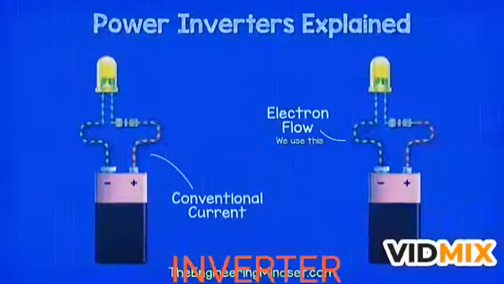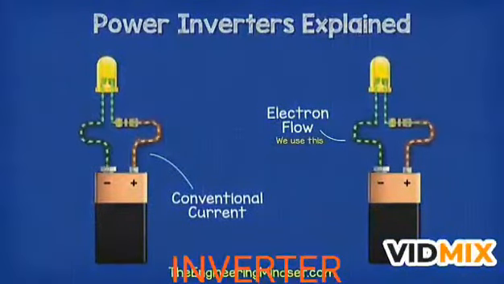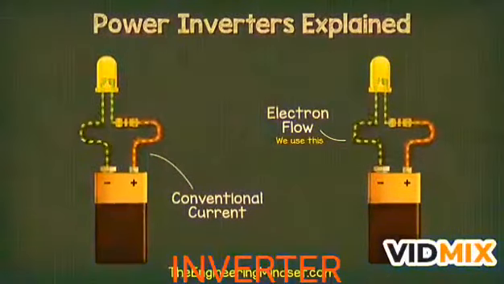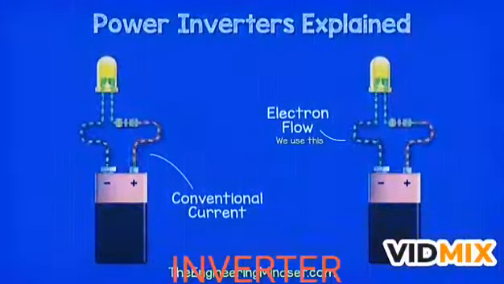Now in these animations I use electron flow, which is from negative to positive. But you might be used to seeing conventional current, which is from positive to negative. Electron flow is what's actually occurring. Conventional current was the original theory, and it's still widely taught today. Just be aware of the two and which one we're using.